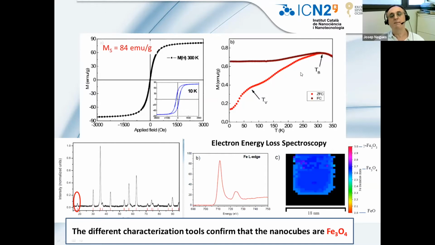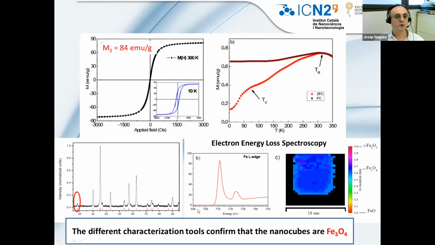Then we measured the magnetization versus temperature of these nanoparticles. First, we see that the blocking temperature of the nanoparticles is about room temperature. And second, there is a decrease of the magnetization at about 100 Kelvin. This is what's called the Verwey transition, and this is unique to Fe3O4. Maghemite or hematite do not have this transition.